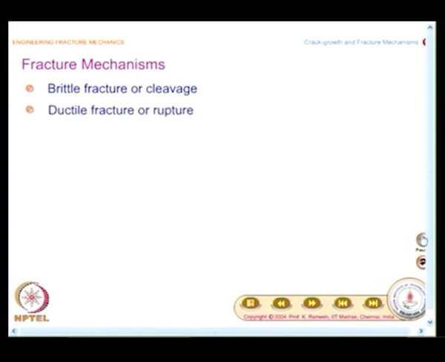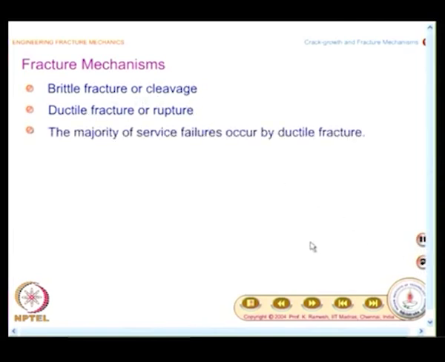Now, we move on to fracture mechanisms. We have already noticed that there are two important fracture mechanisms, one is brittle fracture, another is ductile fracture. Brittle fracture is known as cleavage, ductile fracture is also known as rupture. And we will see how the fracture mechanisms are different from crack growth mechanisms. You will have to make a distinction how these happen in contrast to crack growth.